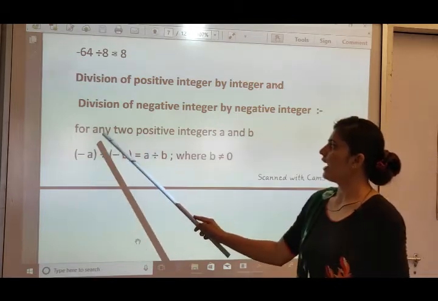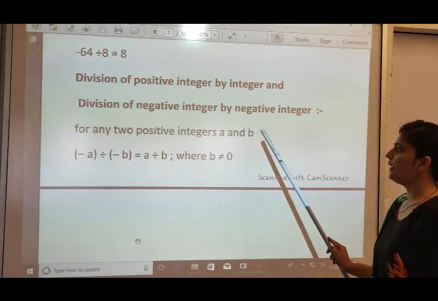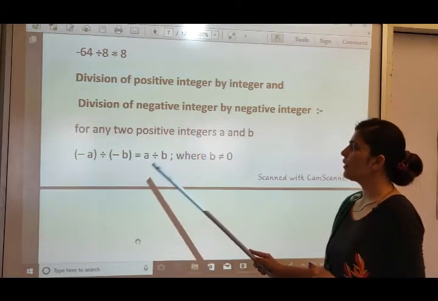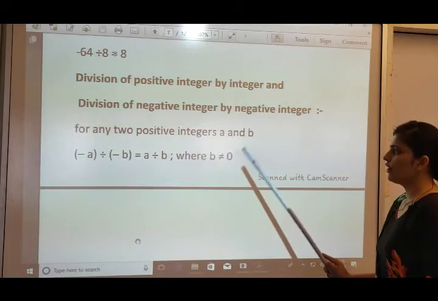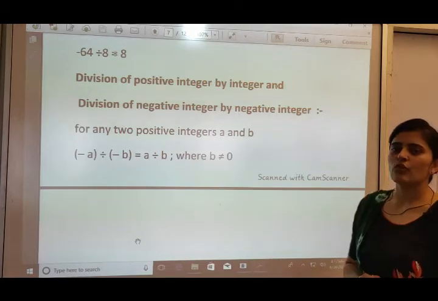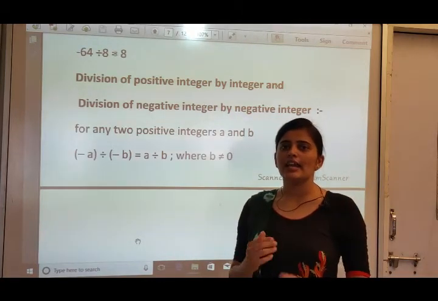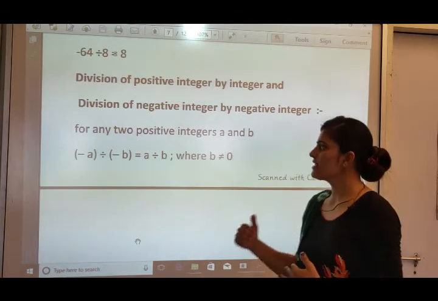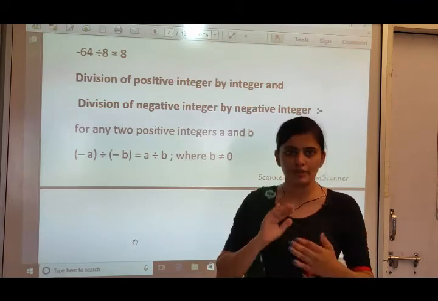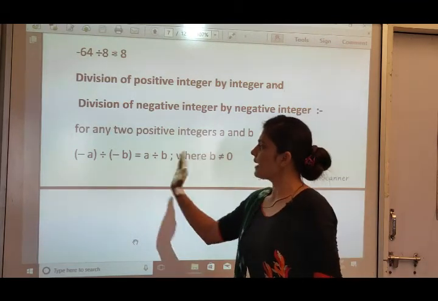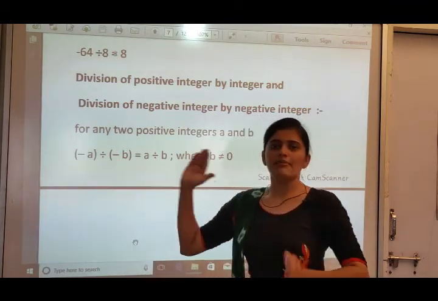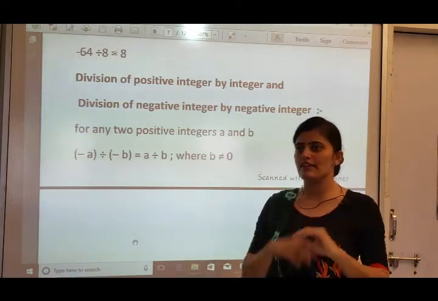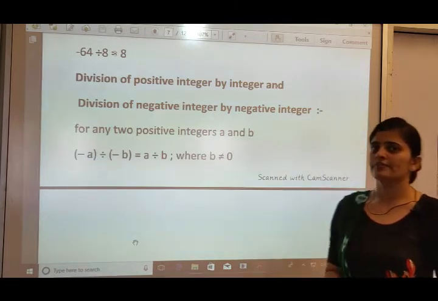For any two positive integers a and b, minus a divided by minus b will be equal to a divided by b, where b should not be equal to 0. This means whatever answer we get for minus a divided by minus b will be equal to a divided by b. So what answer do we get for a divided by b? It will be positive. So the same answer we get for minus a divided by minus b. So if both are negative, the answer is positive. If both are positive, the answer is positive.